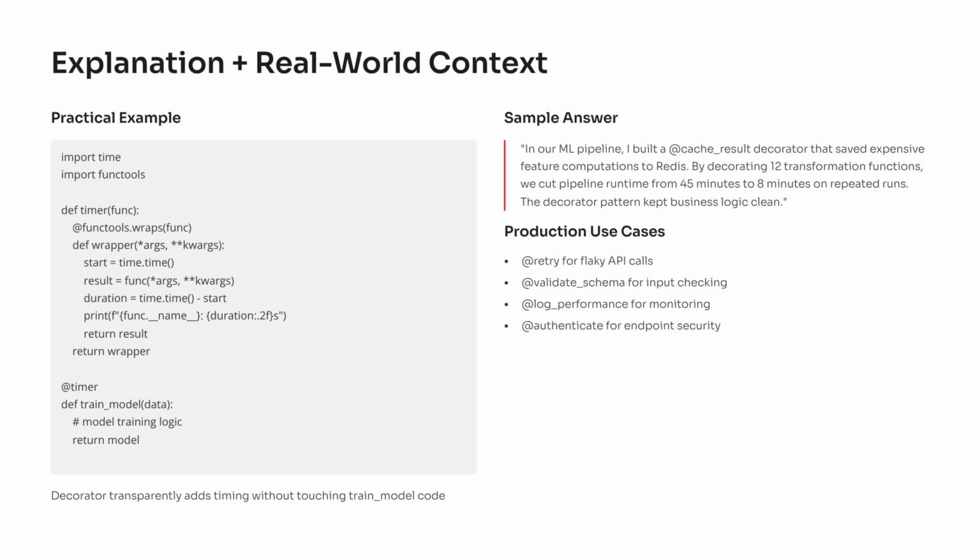Now, let's connect this to a real project scenario. In one of my ML pipelines, I built a cache_result decorator that stored expensive feature computation results in Redis. Normally, these transformations took around 45 minutes on repeated runs. But by caching the results using the decorator, I reduced it to just 8 minutes, without changing a single transformation function. The decorator handled all the caching logic, keeping the business code clean and reusable.